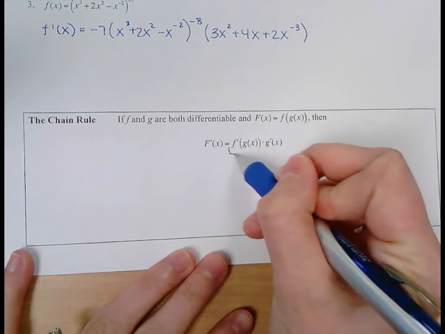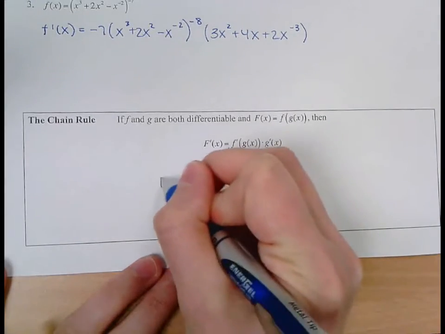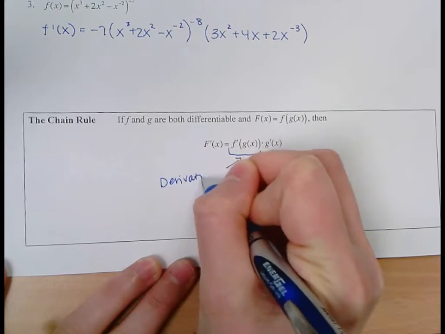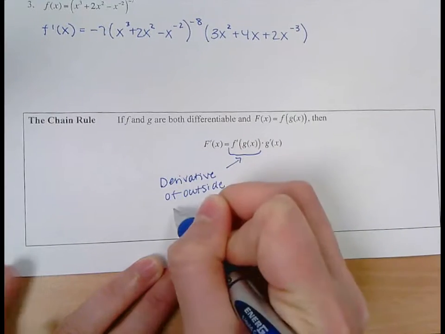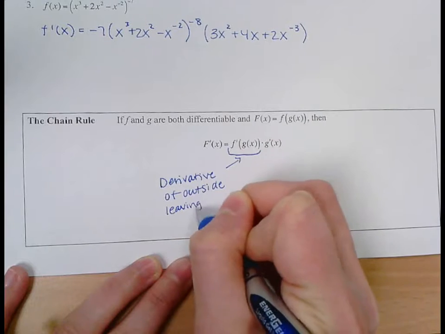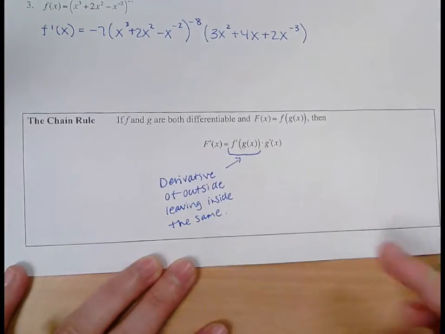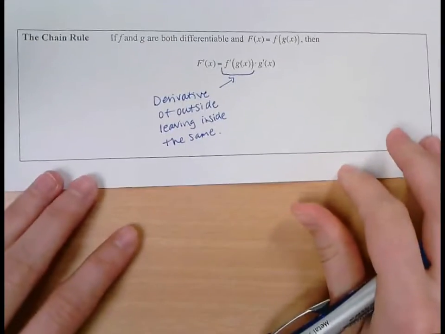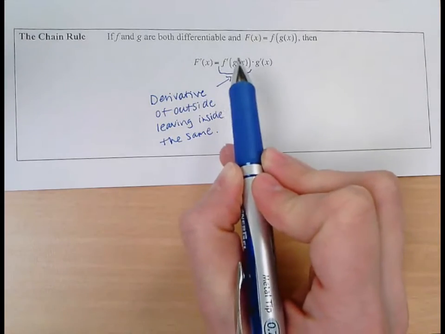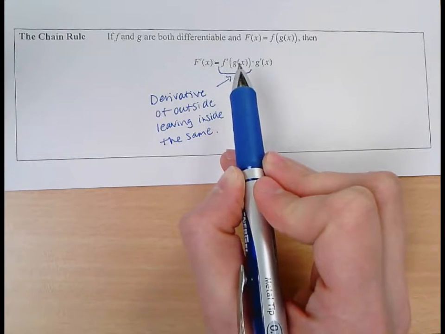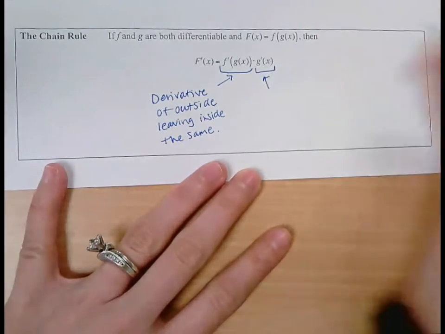So this here just means, I left some space if you want to write down what it means, but this means the derivative of the outside, leaving the inside the same, what we just did. So that's how that's written. So f prime of g of x, the inside doesn't change, just like we had done in examples 1, 2, and 3, but you're taking the derivative of your outer function, and then you multiply by the derivative of the inside, which is the g prime of x.